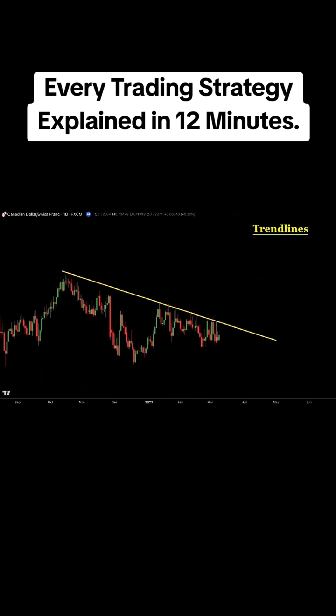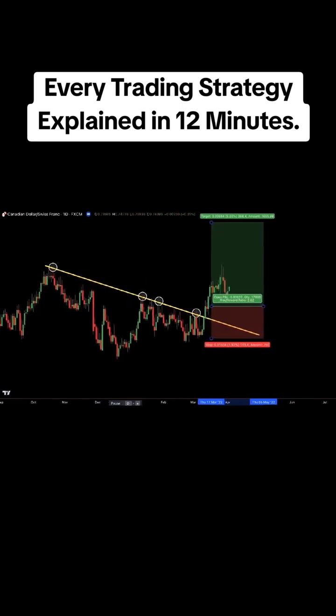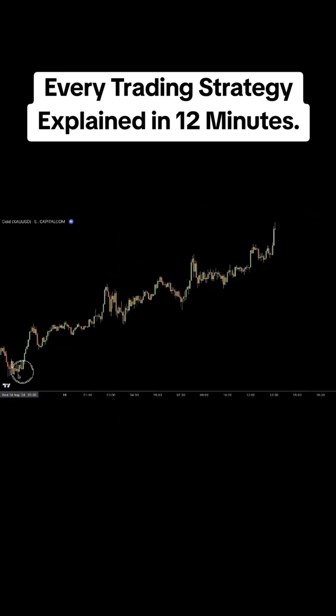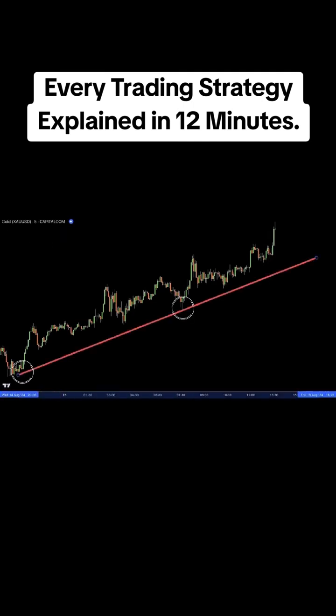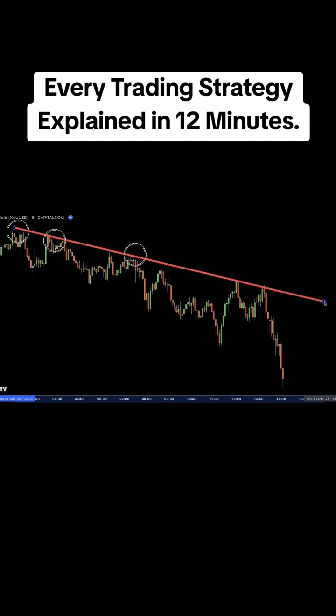Trend lines. Trend lines are an effective tool for analyzing market direction and spotting potential trade opportunities by visually mapping the market's overall trend. In an uptrend, draw a trend line by connecting higher lows. This line acts as dynamic support, where the price often bounces upward, signaling potential buying opportunities. In a downtrend, connect lower highs to form a trend line that acts as dynamic resistance, where the price tends to reverse downward, indicating potential selling opportunities.